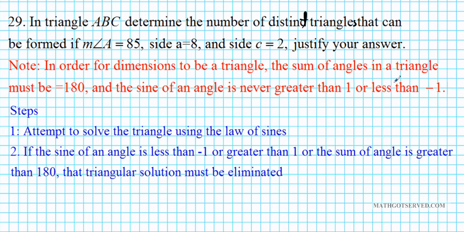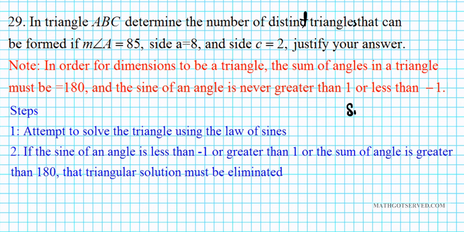Justify your answer. Now, one thing you want to note is that in order for the dimensions of a given shape to be a triangle, the sum of the interior angles must be what? It must equal 180 degrees. Okay, and also the sine of any angle is never greater than 1 or less than negative 1. If you remember your sine function, the sine function can either be 1, negative 1, or anything in between. That is the range of your sine function.